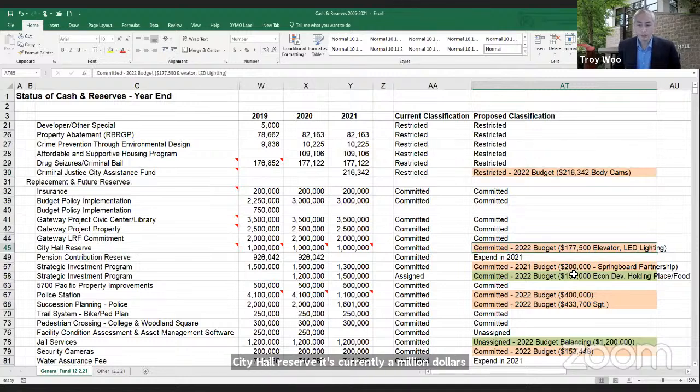City Hall Reserve, it's currently $1 million. We are going to spend about $177,000 in 2022 on an elevator repair here in City Hall and some LED lighting improvements.